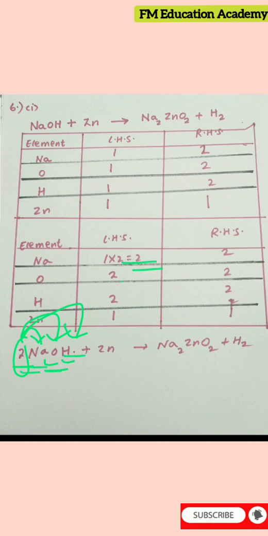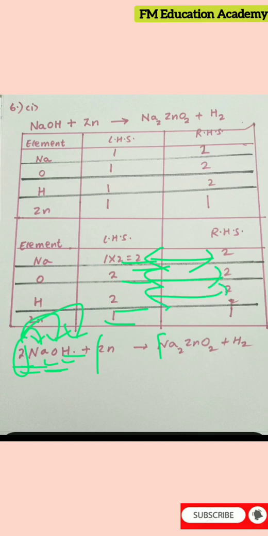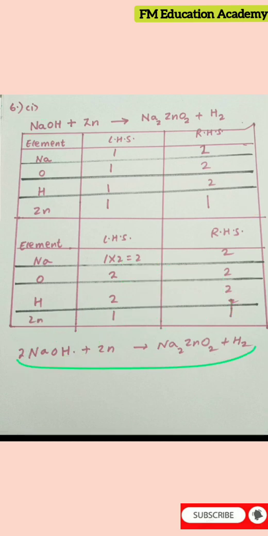So see 2, 2, 2, and already 1 was there on zinc and 1 was there on zinc here. So we see here that all the atoms are getting balanced. So here we can say that first bit is balanced here. The reaction is balanced. What is a balanced reaction we have got? This is my balanced reaction. Okay, you should write this balanced reaction.